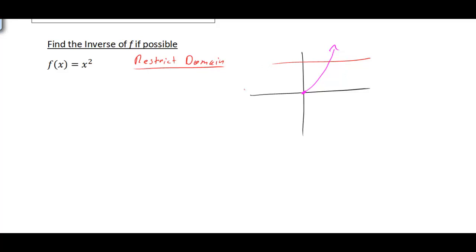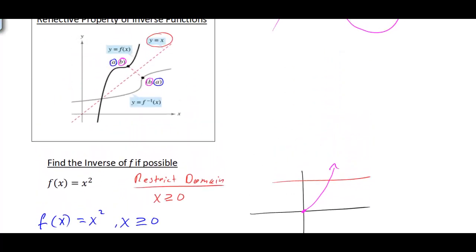So if we do that, we're going to restrict our domain so that our x value is what? Strictly greater than or equal to 0. So as long as x is greater than or equal to 0, so if I think of this as f of x equals x squared, and I say that our domain here, x is greater than or equal to 0, then we're going to have a function that is one-to-one. Now, if I restrict the domain and we have this new function where we have x squared and our x value is strictly greater than or equal to 0, now can we find the inverse function?